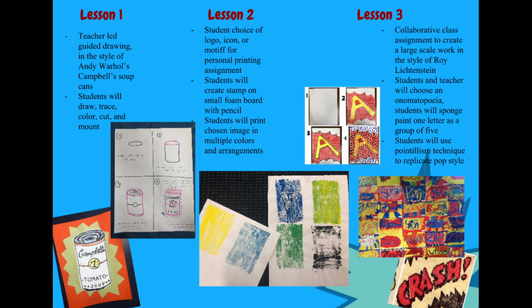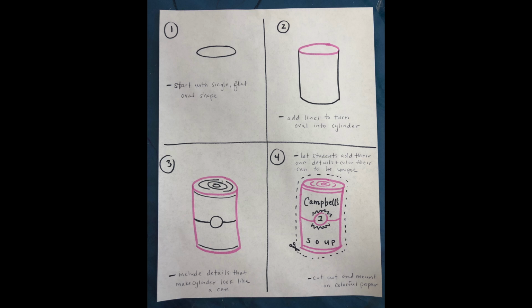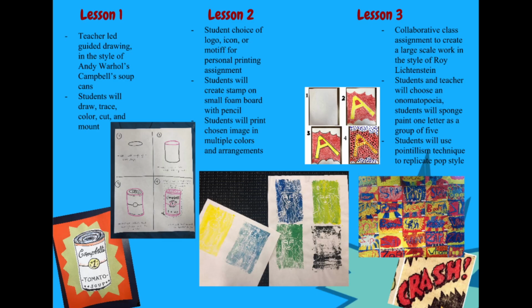So we'd start with a guided drawing. It's a 4-step process, which you can see it's there kind of small, where the students draw just a basic cylinder shape, and then they have the opportunity at the end to add their own unique touch to the soup can. So everyone's would sort of be the same, but also be different. So one of the essential questions for this particular lesson would be, how can we make our work unique even if we follow the same direction?